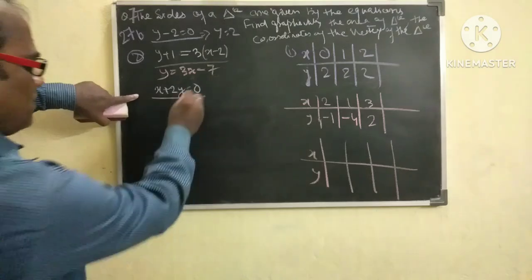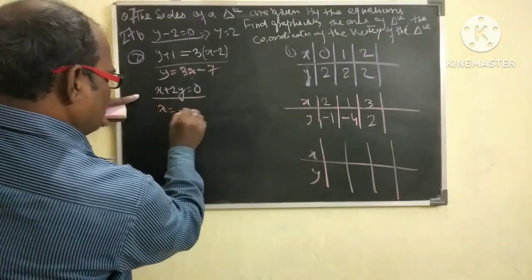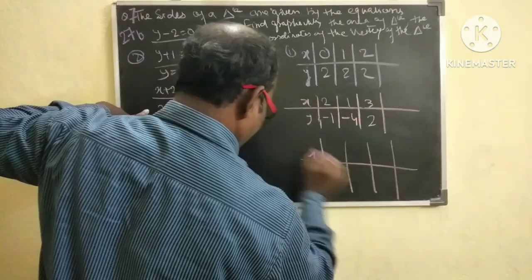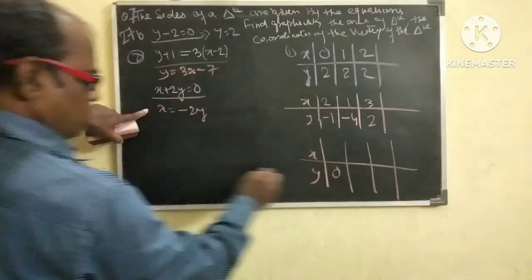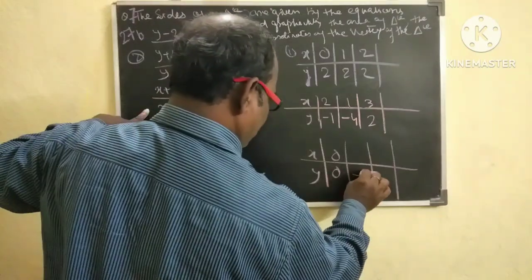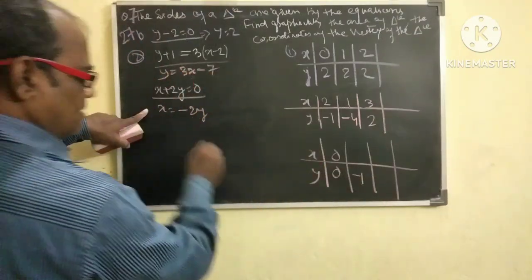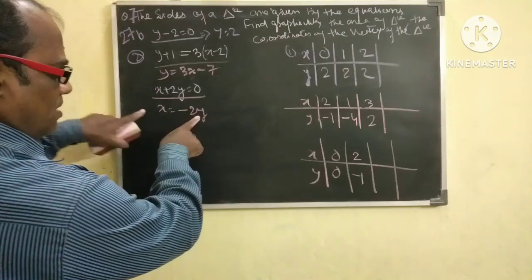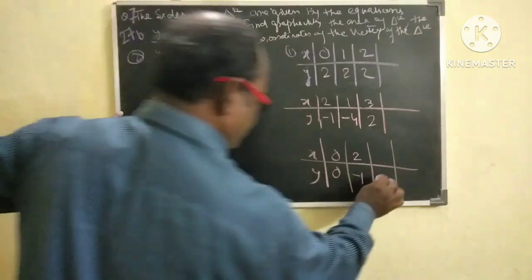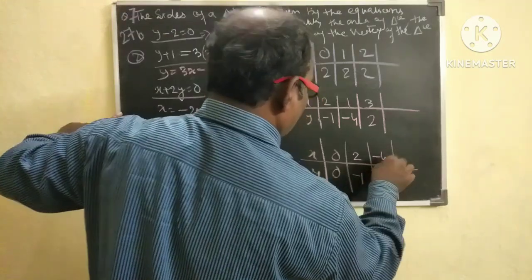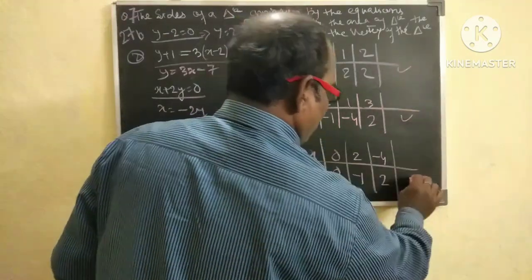Let us put this, it can be written as x equals to minus 2y. If y is 0, x is 0. If y is minus 1, x is 2. If y is 2, then x is minus 4. So now we can plot the 3 lines from this.